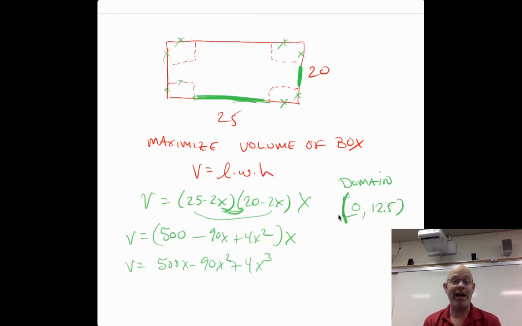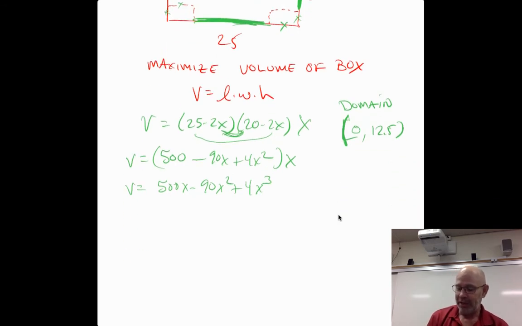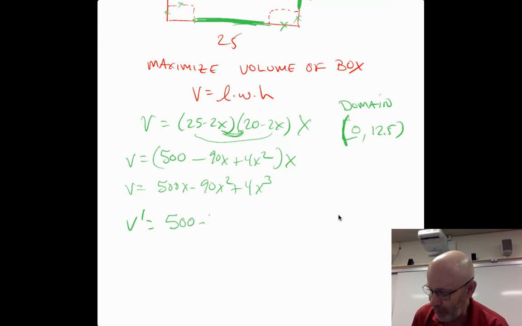So right now, if you said, hey, I want to cut a box out where the corners are 1, you just put 1 in there for x. You get 500 minus 90 plus 4, and you got your volume. Boom. You could do it for 1 or 2 or 3. But we don't want to do it for others. We want to figure out which one gives me the maximum volume, and that's what the calculus does for us, right? It's going to find these critical points. So I take the derivative, which would then be 500 minus 180x plus 12x squared.